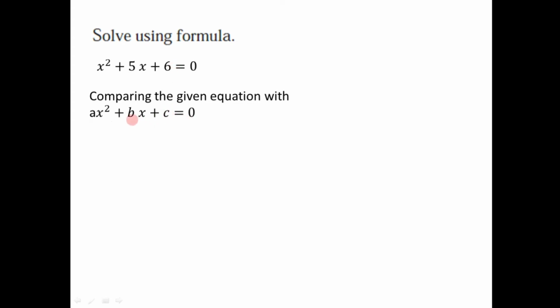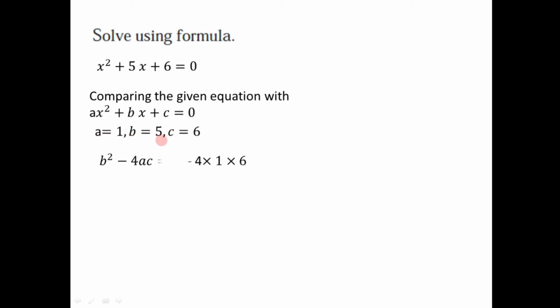So if we compare these two equations, we can see the value of a, that is the coefficient of x square in the given equation, is 1. That's why the value of a is 1. The value of b is 5, which is the coefficient of x, and c is the constant term, which is 6. The value of a is 1, b is 5 and c is 6.